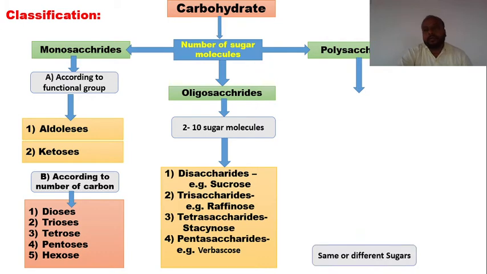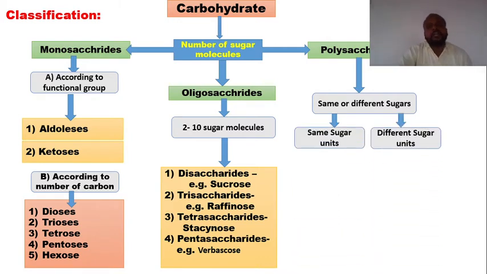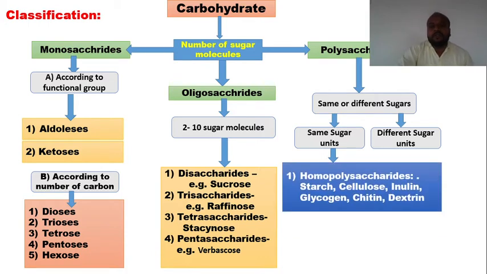Then the third one is polysaccharide. The name indicates that many glucose or sugar units are present, and they may be the same or different sugars. On this basis, polysaccharides are again classified into two groups. The first group contains the same sugar unit and the other group contains different sugar units. First we will discuss the polysaccharides which have the same sugar unit.